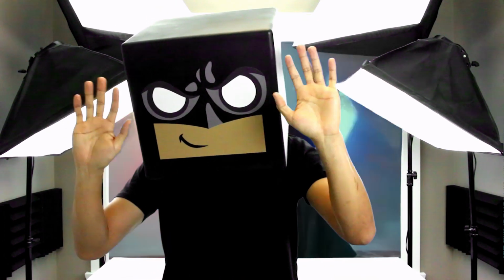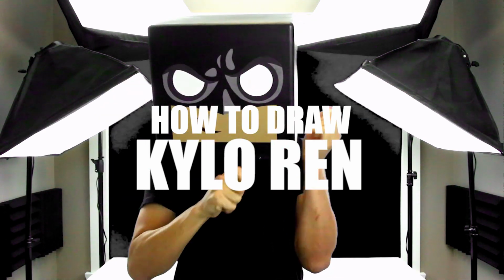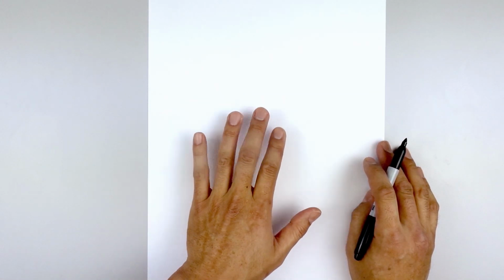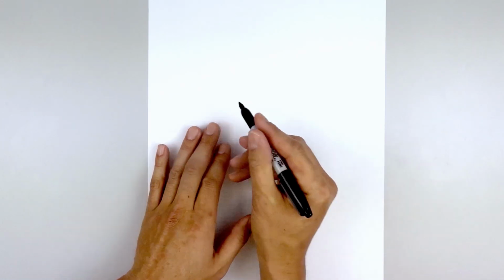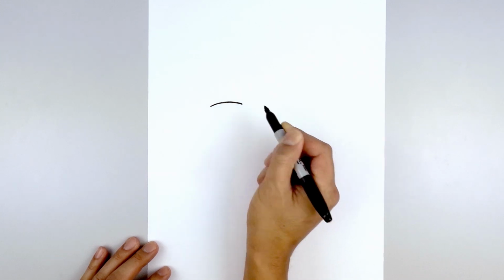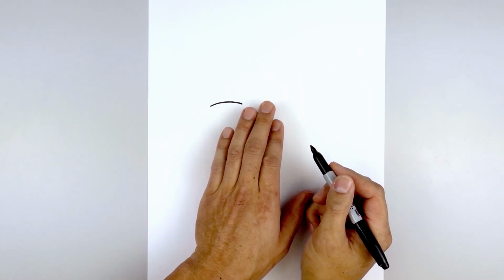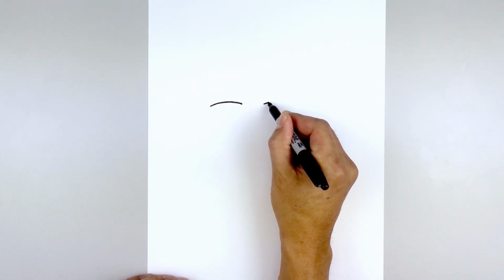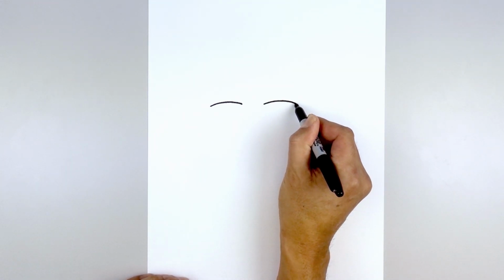Today I'm going to be showing you step by step how to draw Kylo Ren from Star Wars: The Rise of Skywalker. Let's start in the center of our page with the upper eyelid. So move over towards the left side. Starting from the outside, we're going to draw a curve that goes up and then down on the inside. Let's leave a gap in the center and draw the same thing on the right. So we're going to line up the inside, curve up, and then down.